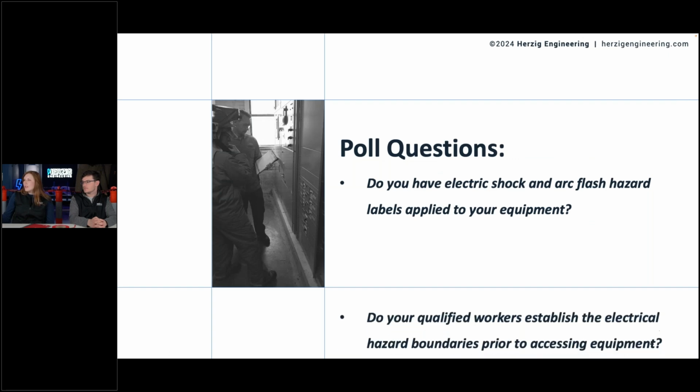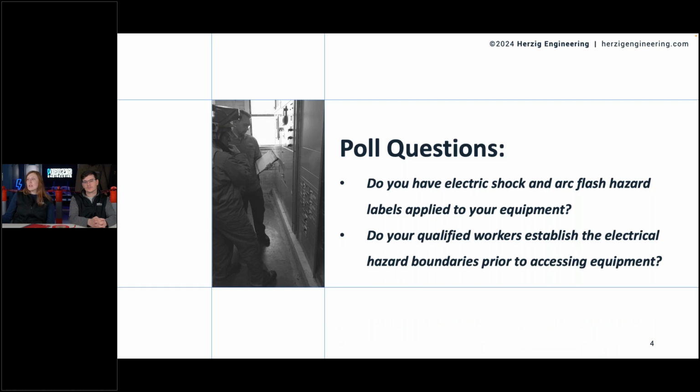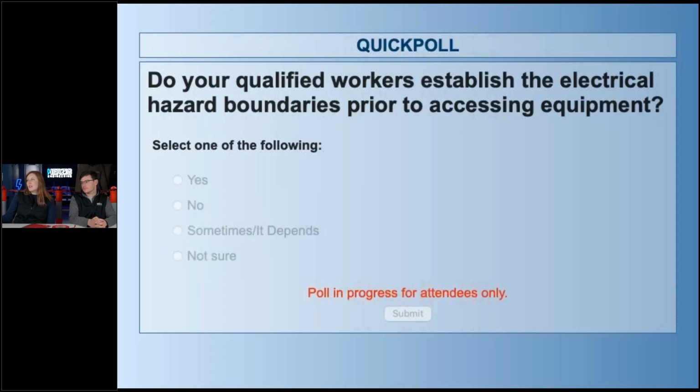Do your qualified workers establish the electrical hazard boundaries prior to accessing equipment? Okay, so that's what we're talking about today. If you don't really know what that means, you can click not sure. Maybe they do sometimes, but not always. It depends on what they're doing or what equipment it is. Maybe they do it all the time. Maybe don't do it at all. I don't know. Let's see what the results are. Yes, no, sometimes. If you got those labels, are you using them? Basically, that's what I'm asking. Are we using the labels how they should be used, and the information that's on them?